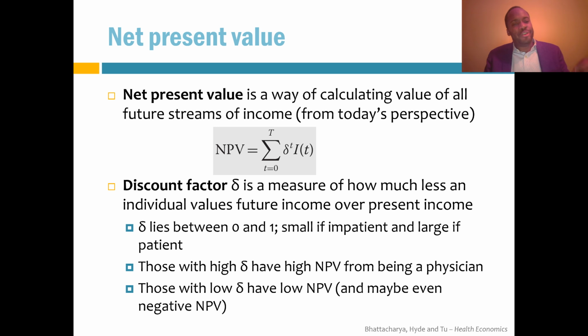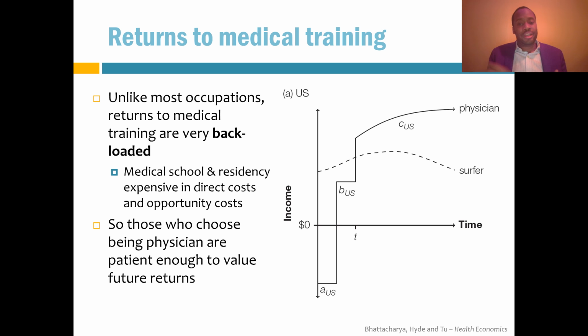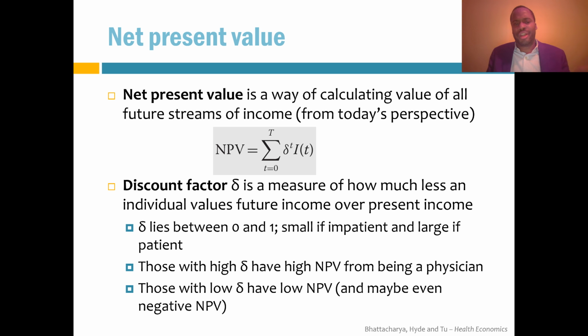So net present value is looking at the amount of money that you're going to get in the future, but how much is it today? And then discount factor, in that little squiggly line, is a measure of how much less an individual values future income over present income. So you saw the surfer, and I'll go back a slide. The surfer valued lower money today than bigger money tomorrow. The physician valued basically debt today for a greater future returns tomorrow. And that's what the discount factor is trying to measure.